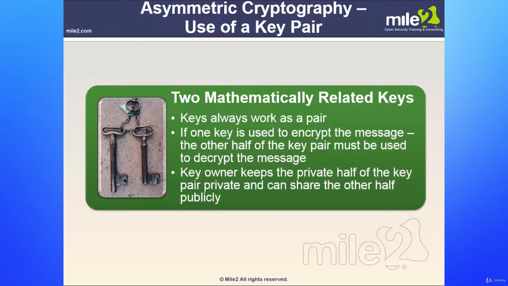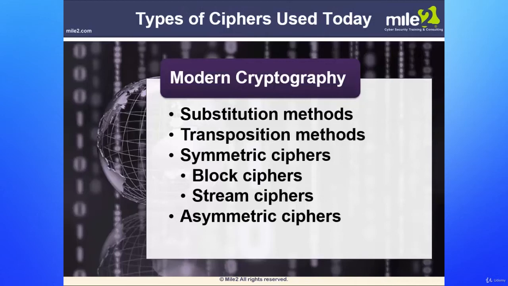Now, the types of ciphers that are used today, and this is where we get into some of the modern cryptography. We have different ways, such as substitution methods, where we're basically substituting one bit for another bit. We have transposition methods, where bits are moved to a new place in the bit stream. We have symmetric ciphers, and we will need to know about these, some of the block ciphers and stream ciphers, and then, of course, asymmetric ciphers.